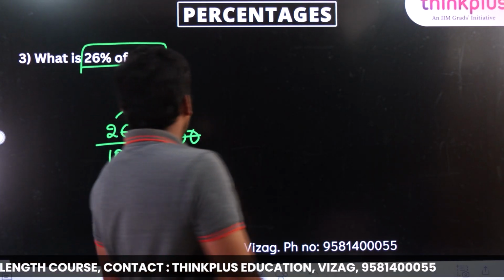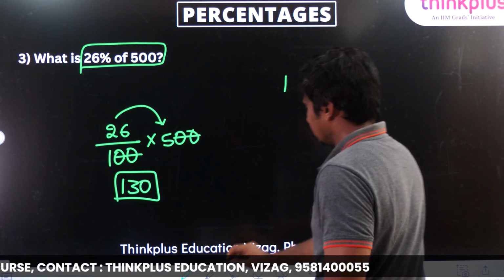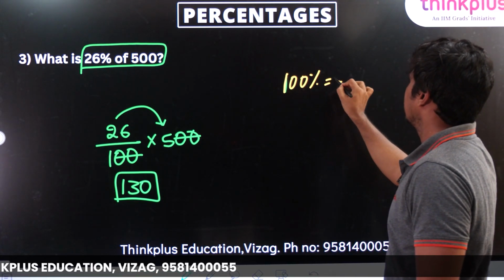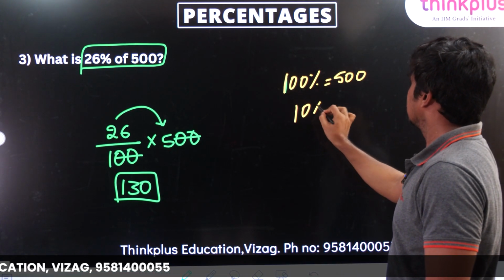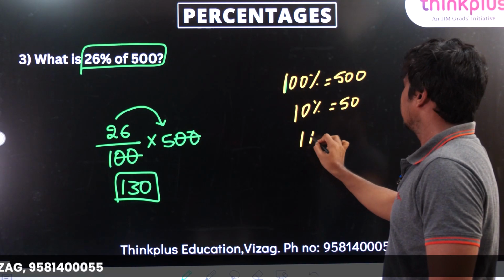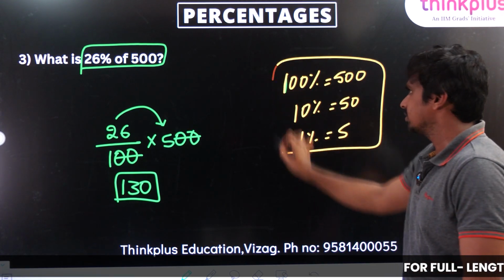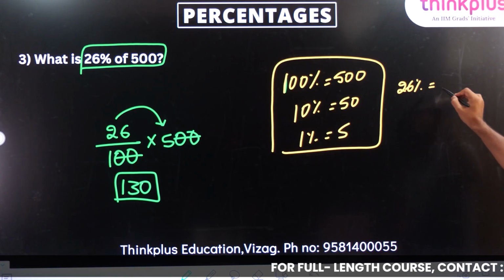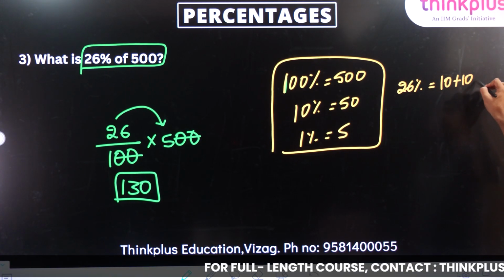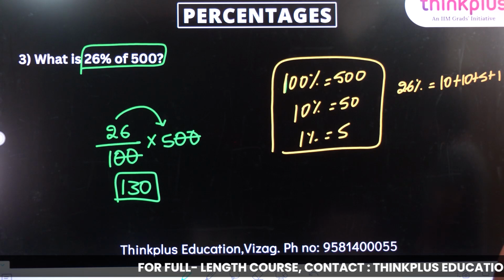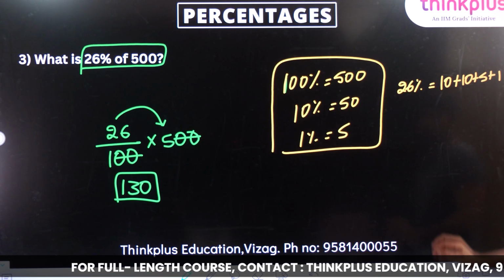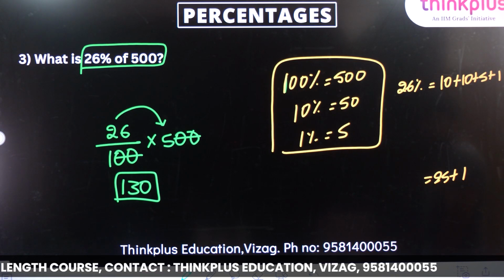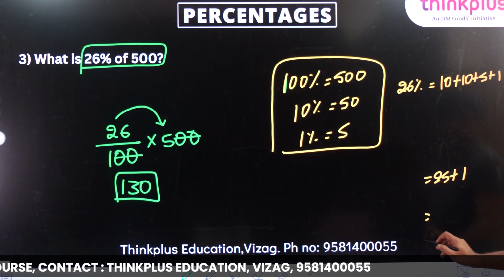So this is okay. But the other way is, I can take 100% is equal to 500. 10% is equal to 50. And 1% is equal to 5. I'll keep these 3 things ready for any question. Now 26% we can break as 10 plus 10 plus 5 plus 1. Somebody else can break it as 25 plus 1. That is also true. You can break it by any method. That doesn't matter. Some people can break it as 20 plus 6.